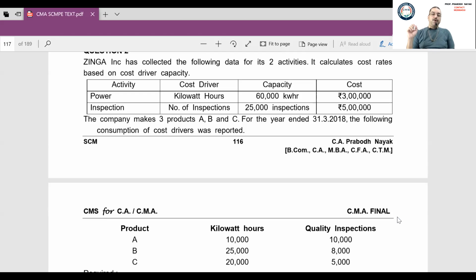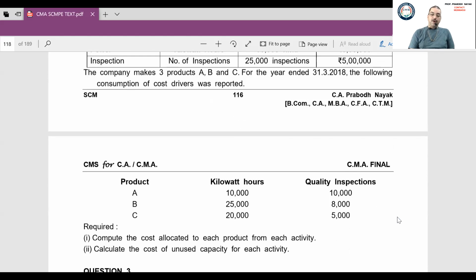The company makes 3 products A, B, and C for the year ended 31st March 2018. The following consumption of cost drivers was reported. You see, they have given the consumption for products A, B, and C: 10,000 kilowatt hours, 25,000 and 20,000 kilowatt hours. Quality inspections were 10,000, 8,000 and 5,000. Compute the cost allocated to each product from each activity. And second, calculate the cost of unused capacity for each activity. Let us see how to calculate.